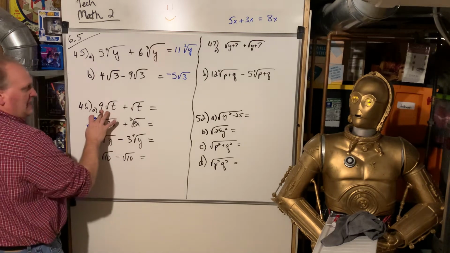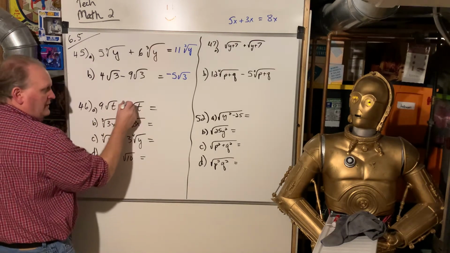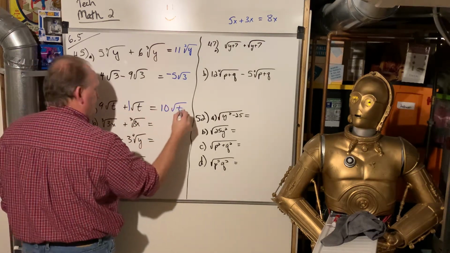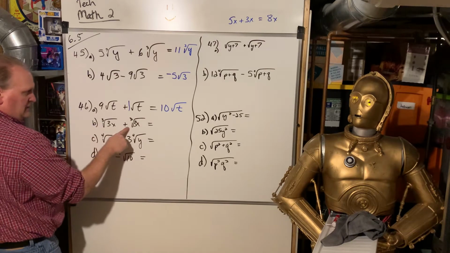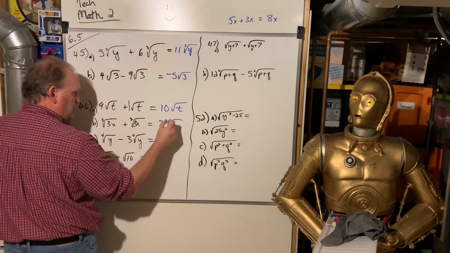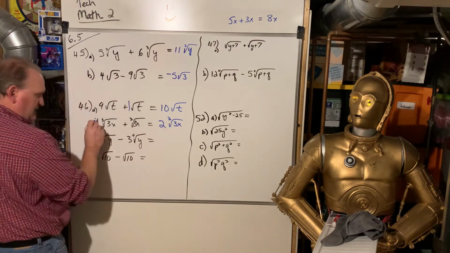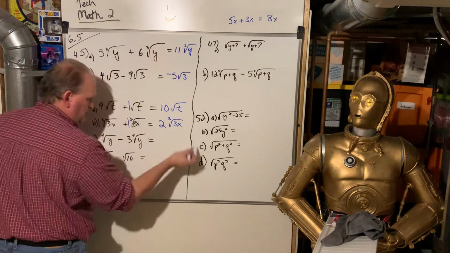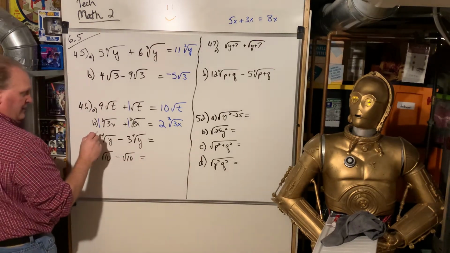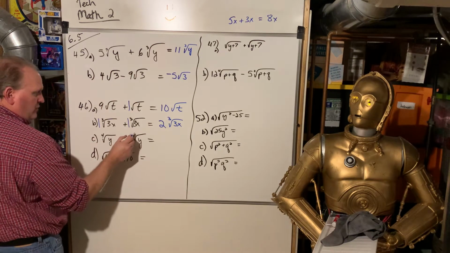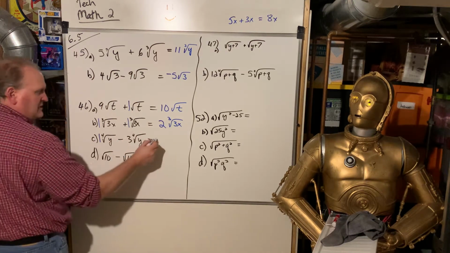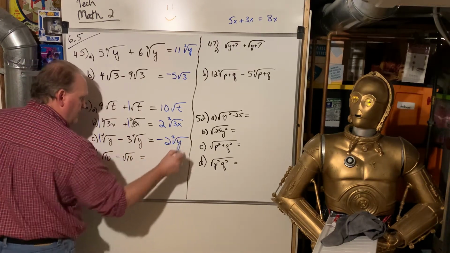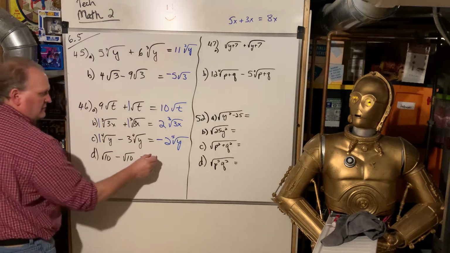All right? So 9 square roots of t plus, remember, 1 square root of t. When there's nothing there, there's a 1 there. So that's 10 square roots of t. The cube root of 3x plus the cube root of 3x is 2 cube roots of 3x. Because remember, that's like 1 cube root of 3x plus 1 cube root of 3x. The fourth root of y minus 3 fourth roots of y. Remember, that's a 1. 1 minus 3 is negative 2, and then fourth roots of y. And the square root of 10 minus the square root of 10 is 0.